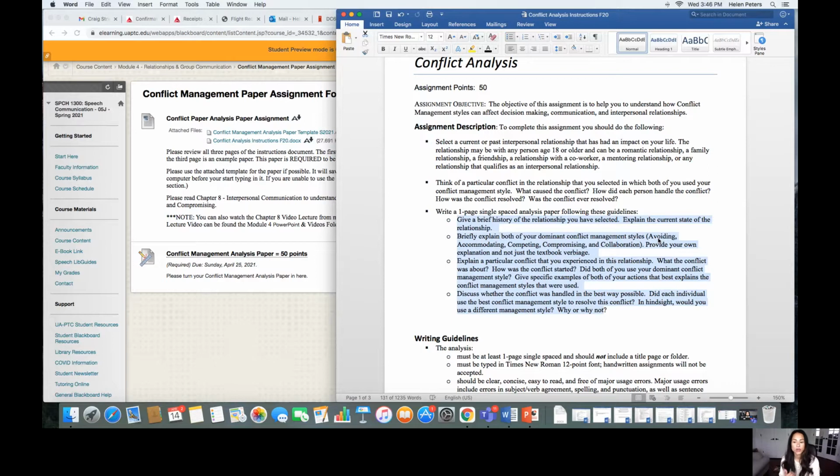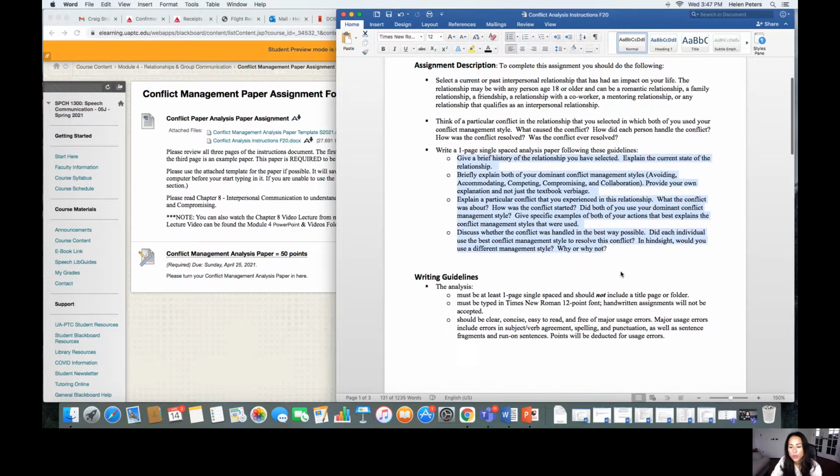Then in the next section, you're going to be talking about the conflict that was experienced. So you're giving a brief understanding of that. And then the last section, you're going to discuss whether or not the conflict was handled the best way possible. And if it was, why was that? And if it wasn't, why not? And how could it have been handled better? And again, in this section, you're going to want to talk about the different conflict management styles.